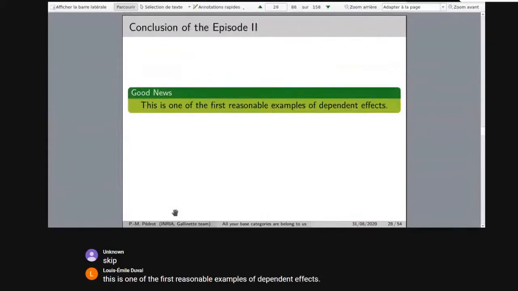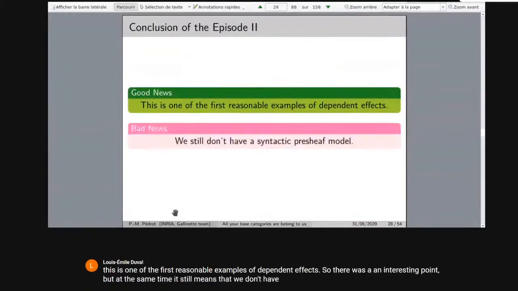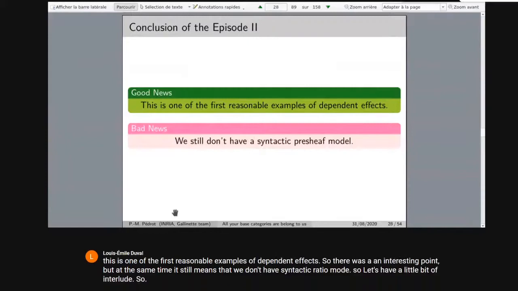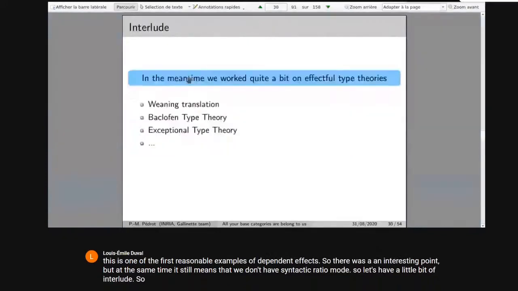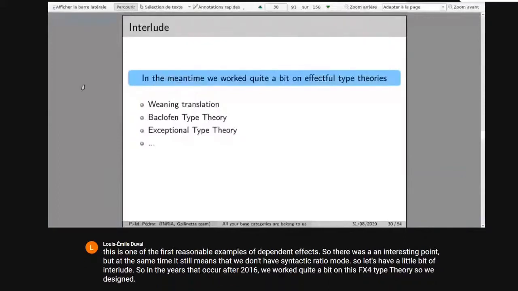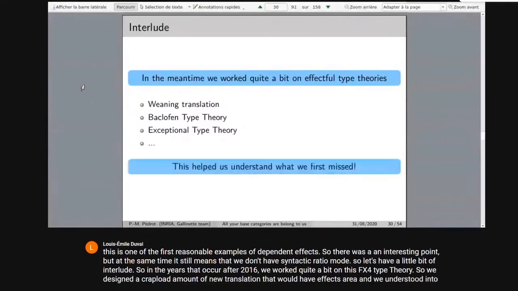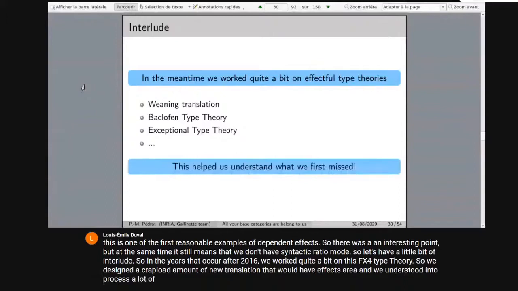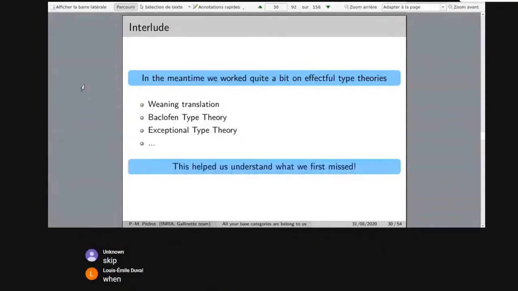So there was an interesting find. But at the same time, it still means that we don't have a syntactic presheaf model. So let's have a little bit of an interlude. In the years that occurred after 2016, we worked quite a bit on these effectful type theories. So we designed a huge amount of new translations that would add effects to type theory, and we understood in the process a lot of what we first missed when studying presheaves.